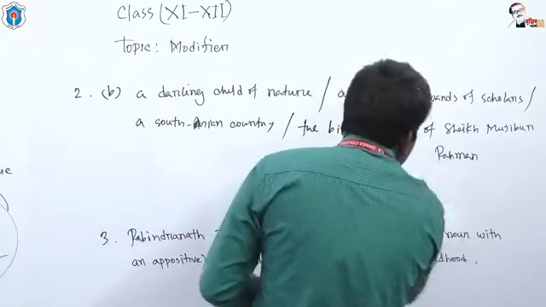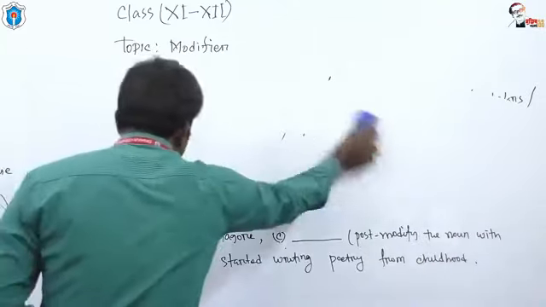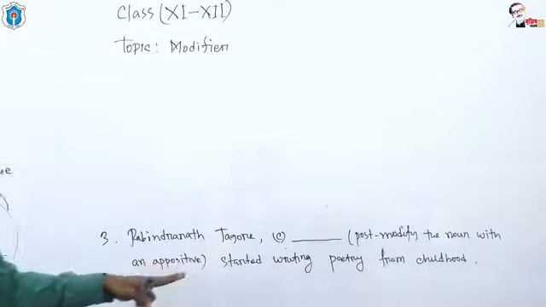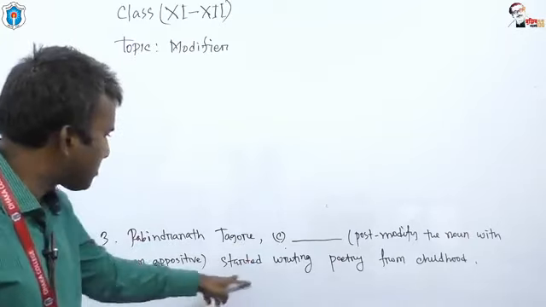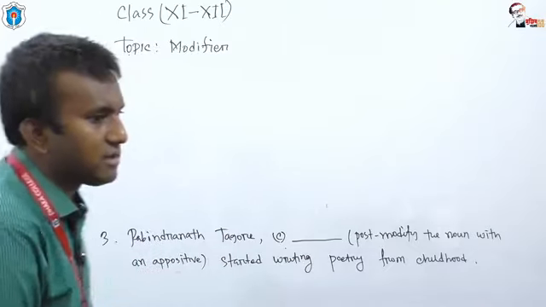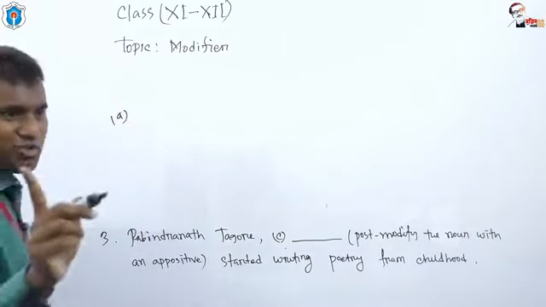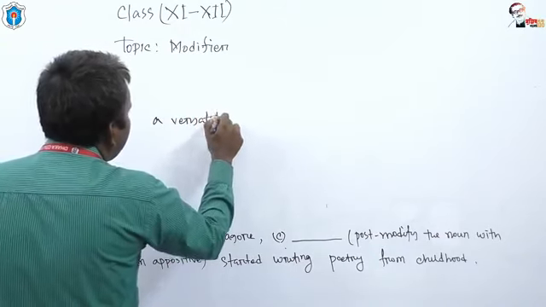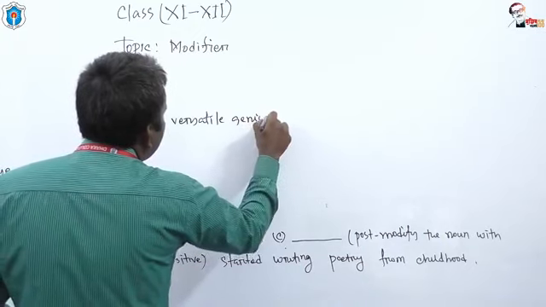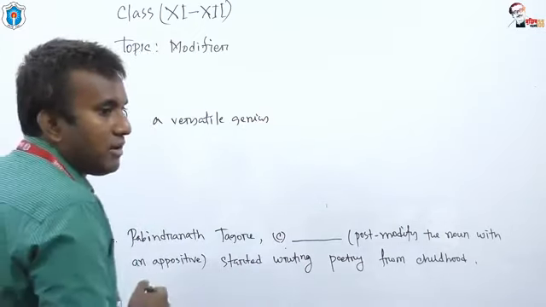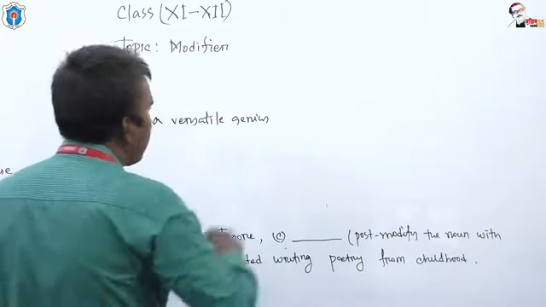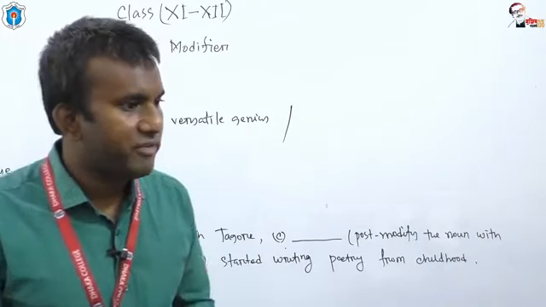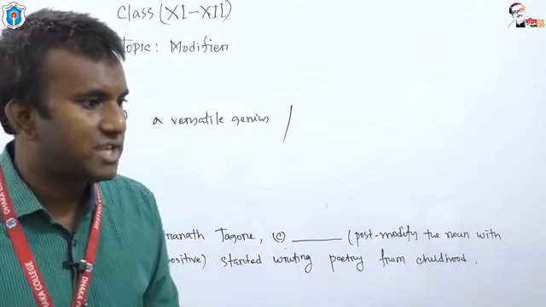Okay, our third example, Rabindranath Tagore, post-modified the noun with appositive, started writing poetry from childhood. What should be the answer? Excellent. One student has written a versatile genius. Excellent answer. Thank you. One student has written a Nobel Prize winner. Very good answer. One student has written a famous poet.